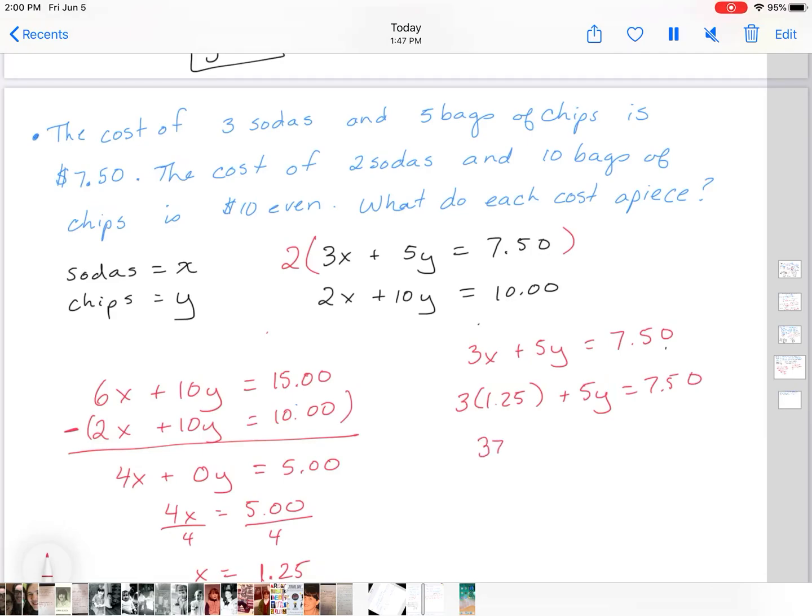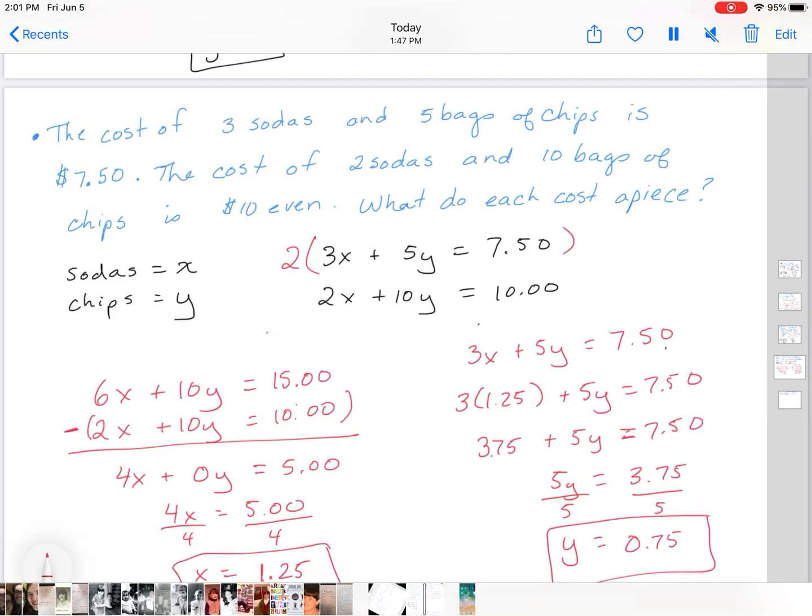So 3 times 1.25 is 3.75 plus 5Y equals 7.50. Move the 3.75 over. So 7.50 subtract 3.75 will give me 3.75. And divide both sides by 5. And I get Y is equal to 75 cents. So I have my chips and I got my sodas. There we go. And I can use the other equation to verify. Okay.